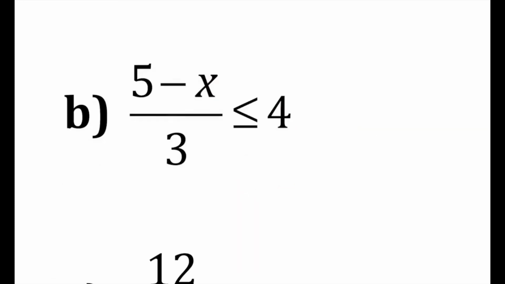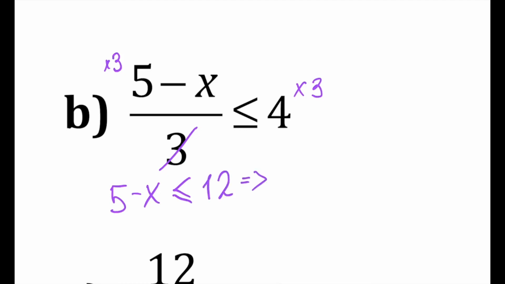In this example, again, I need to take care of 3, so I will multiply everything by 3. This is multiplied by 3. I end up with 5 minus x less or equal to 12. From where my x, I take the 5 over here, so I have negative x less or equal to 7.